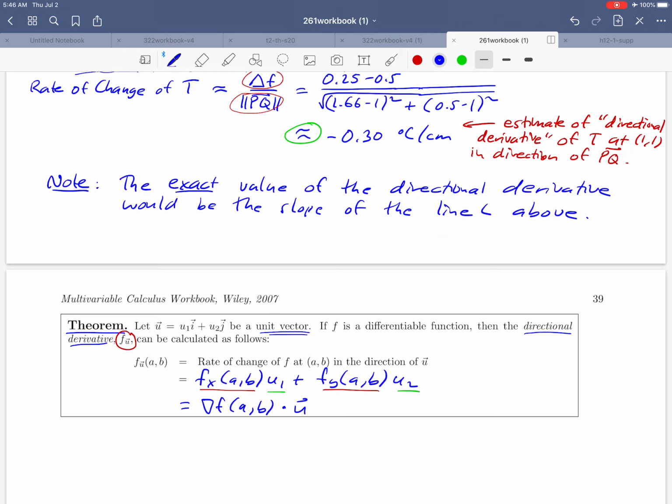Now there's one very important caution that I want to give you when you're using this formula. In order for this formula to work, you have to have a unit vector. Your u has to be a unit vector, and if you don't have a unit vector, you need to convert whatever vector you have into a unit vector. So u must be a unit vector. We'll do examples so you can see how all of that works.